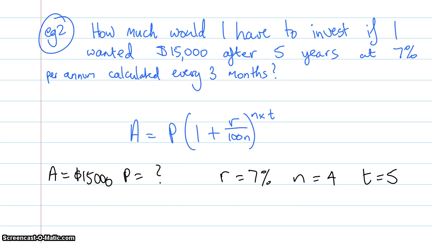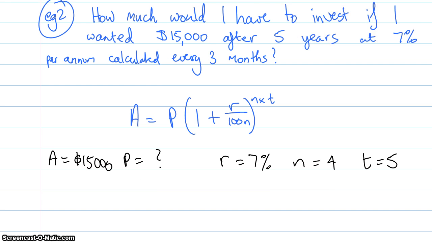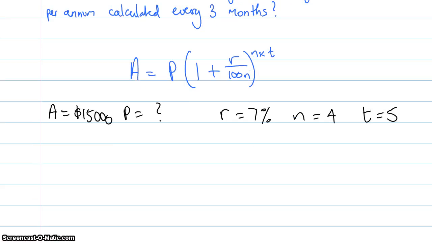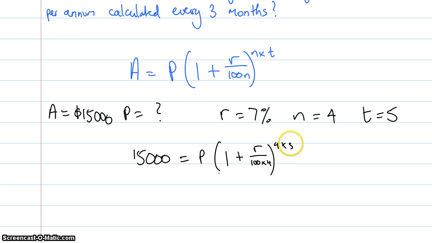Again, I can put all of this into the formula and put that on my calculator, and everything should be fine. So 15,000 equals P times (1 + 7/(100 times 4)) all to the power of 4 times 5. Now I'm going to put this into my calculator, but you need to do something a little bit special.